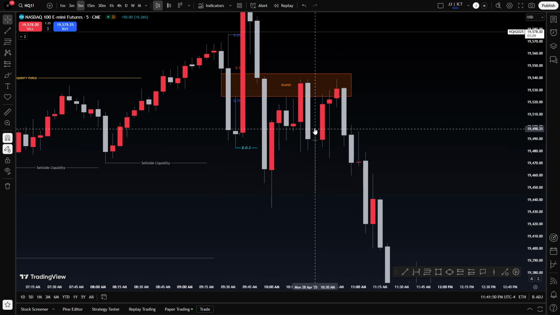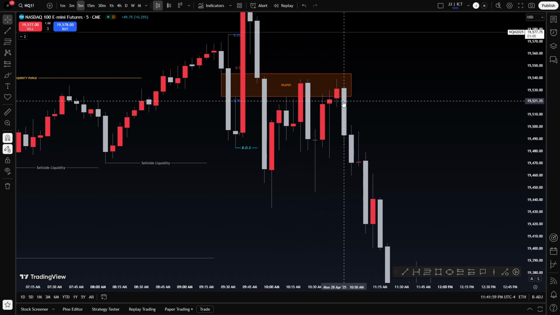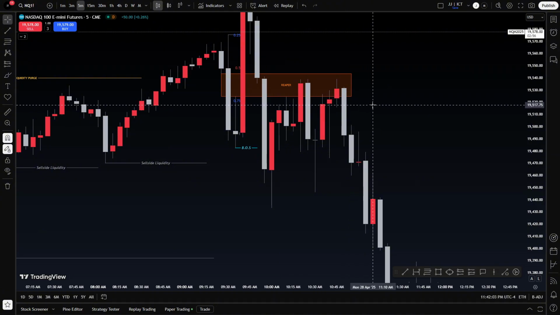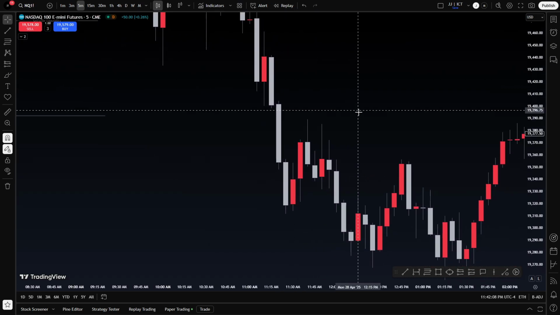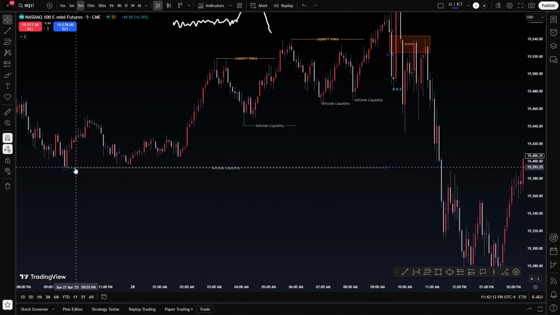So we had time distortion. I've said this before in the time distortion video. But if there is time distortion right before a macro, that macro is about to deliver. And as we see in hindsight, it's sure to deliver. And it continued delivering all the way down to that sell side liquidity point down there.